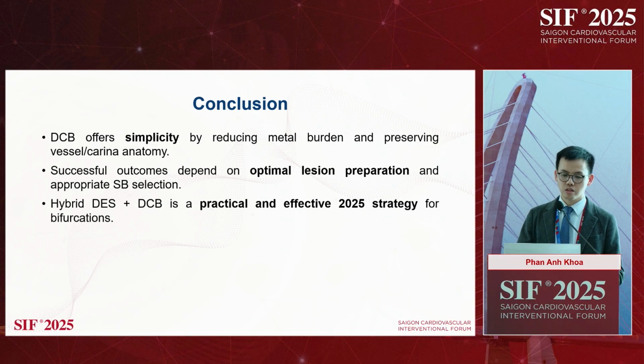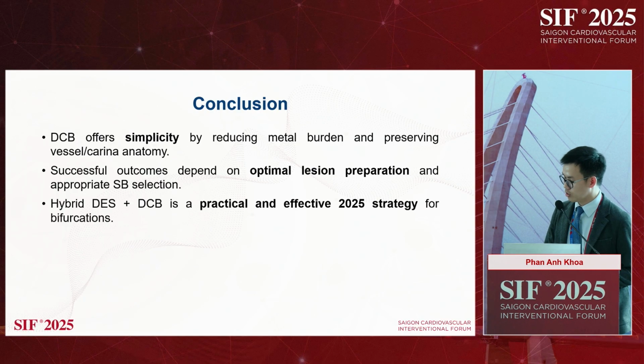And conclusion: DCB offers simplicity by reducing metal burden and preserving vessel carina anatomy. Successful outcome depends on optimal lesion preparation and appropriate side branch selection. Hybrid DES and DCB is a practical and effective 2025 strategy for bifurcation lesions. Thank you so much for your attention.